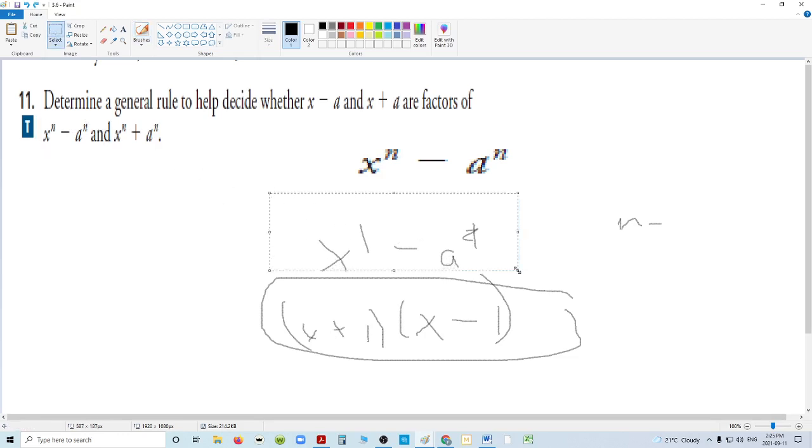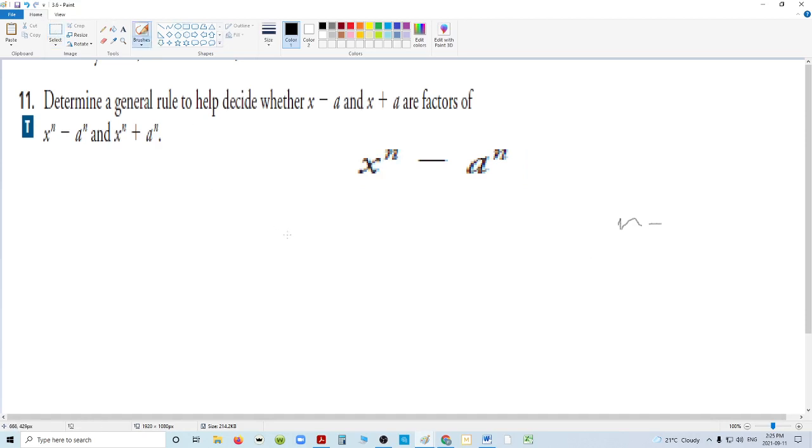Let's start with x minus 1 to the power 3. Well, we know from our cubics, right, oh, that's not like that, sorry. From our difference of cubes, that is indeed x minus 1 is a factor, but x plus 1 is not a factor.